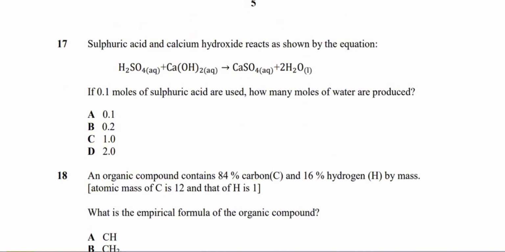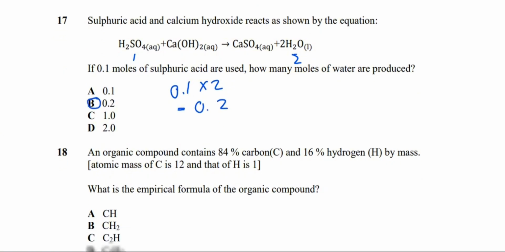All right. Question 17. Sulfuric acid and calcium hydroxide react as shown by the equation. Sulfuric acid plus calcium hydroxide to form calcium sulfate and water. You can see that sulfuric acid is reacting with a 1:2 ratio. 1 mole of sulfuric acid gives 2 moles of water. So if we have 0.1 moles of sulfuric acid, the moles of water is going to be 0.1 times 2, which is equal to 0.2. This is our answer here.